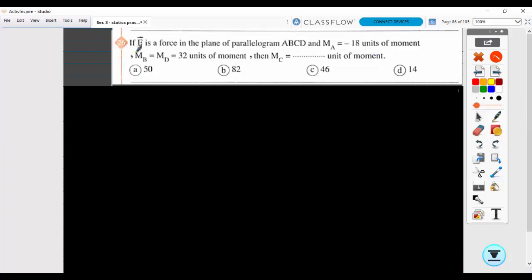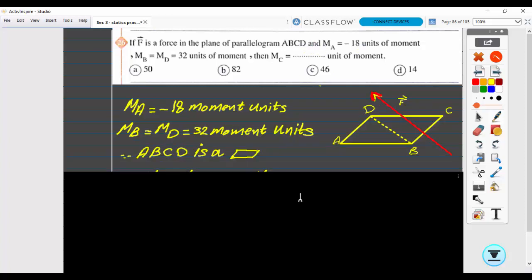Question 26. If F is a force in the plane of parallelogram ABCD and MA equals negative 18, here we have ABCD is a parallelogram, and MA equals negative 18 units of moment. It means the moment of the force F about A equals negative 18. And MB equals MD equals 32 units of moment. Then MC equals what?